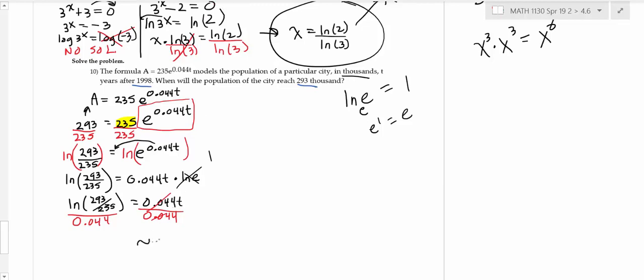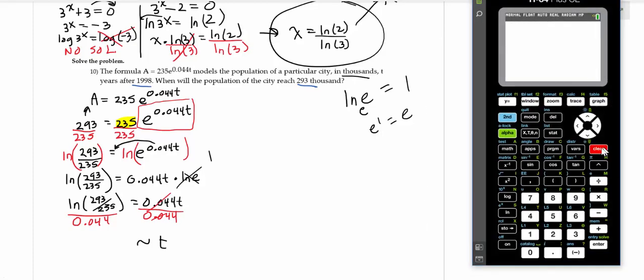This is an application, so you would want to do this on your calculator. And again, if you're doing this on MyMathLab, it's generally best to do your rounding at the end, so it won't cause you any headaches on the computer. So I'm going to do ln of 293 divided by 235, and then divide that by 0.044. This is time, so we're solving for time. To me, it makes sense to round that off to 5.